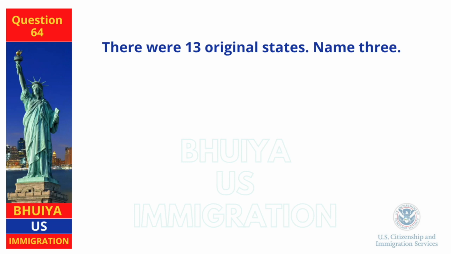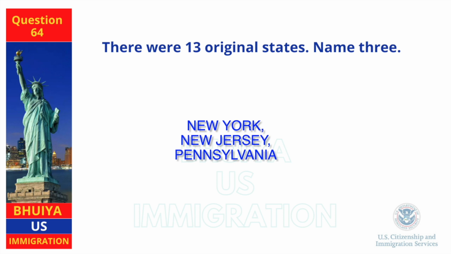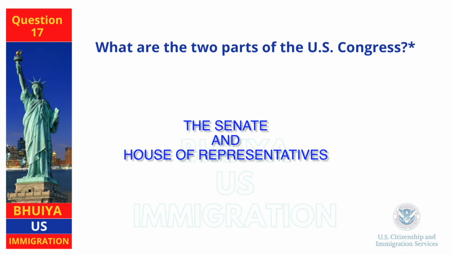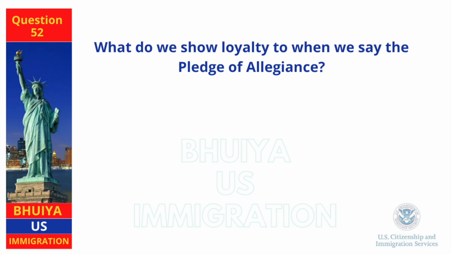There were 13 original states. Name three. New York, New Jersey, and Pennsylvania. What are the two parts of the U.S. Congress? The Senate and House of Representatives. What do we show loyalty to when we say the Pledge of Allegiance? The United States.